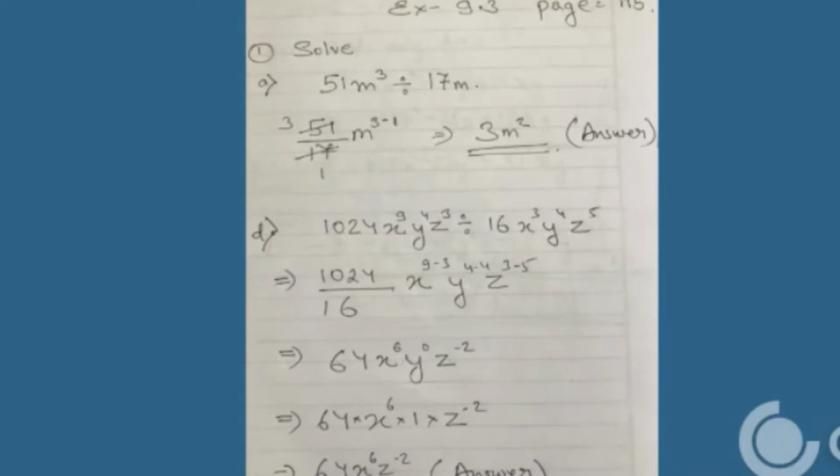In question number 1 they had given us 51m cube divided by 17m. So what I do, 51 is my numerator and 17 is my denominator. Since in m cube and m the bases are the same, here is also alphabet m, here is also alphabet m, and it is being divided. So here we'll follow the law of indices, write one particular alphabet and subtract the power. Here there is no power, means power is 1. So 3 minus 1 is 2, so m to the power of 2. On the other hand, 51 divided by 17 is 3, since 17 ones are 17, 17 threes are 51. So my answer is 3m to the power of 2, which is mentioned out here.